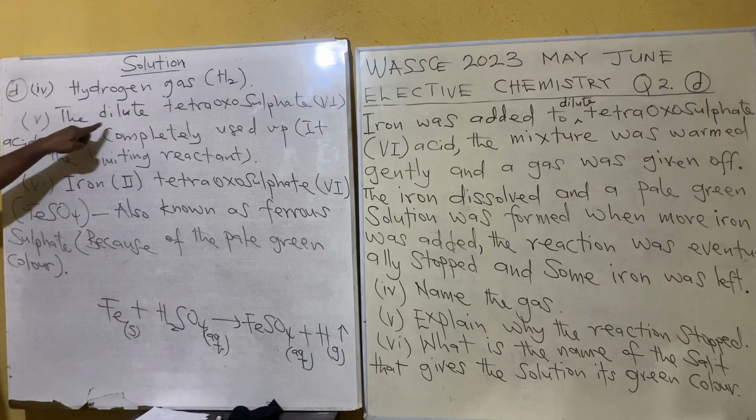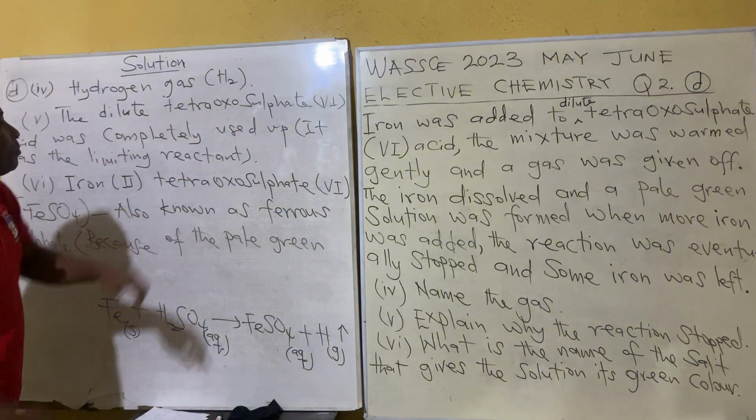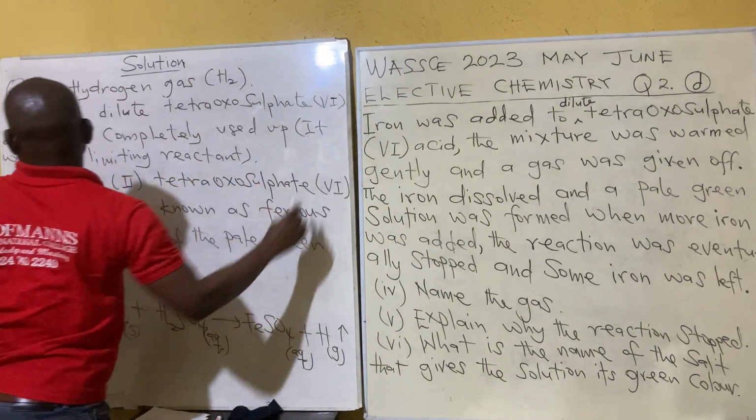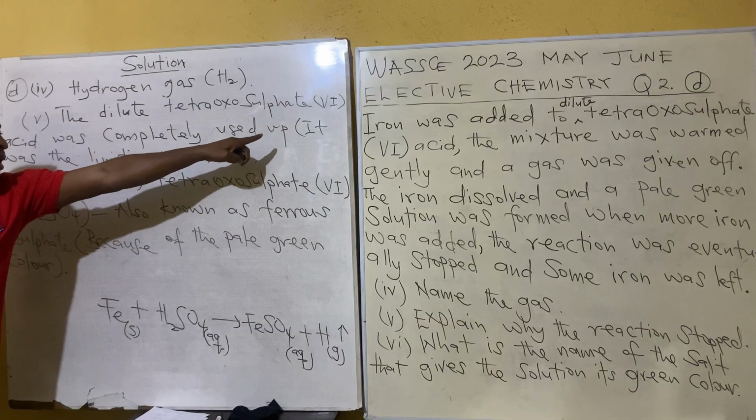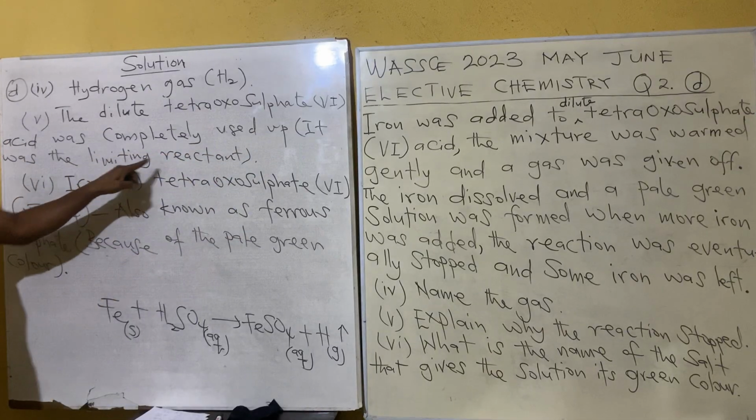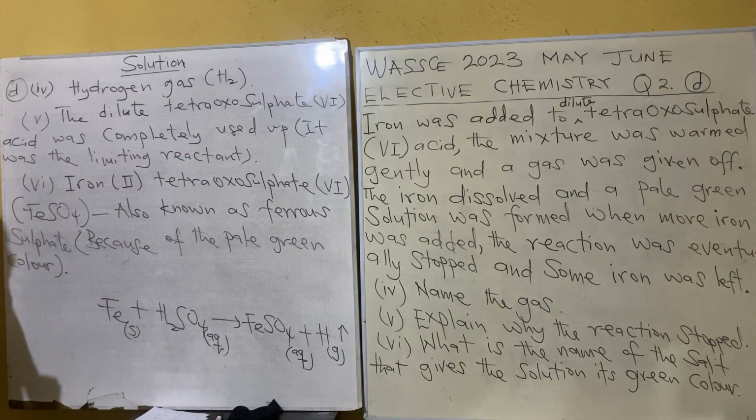So V, the dilute tetraoxosulfate 6 acid was completely used up. In bracket, it was the limiting reactant.